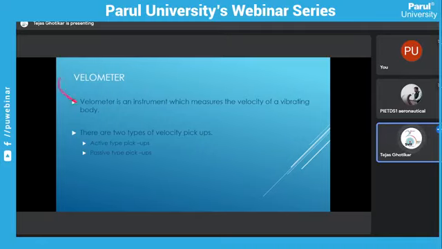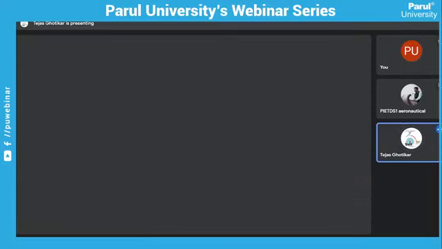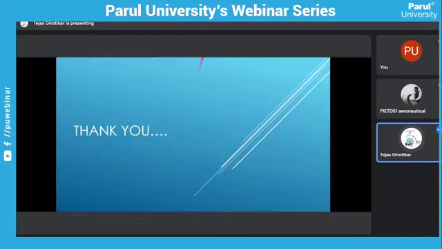And another type is the velometer. So again it is to measure the velocity, and they are again active or passive type velometers that we have. Okay, so yes, that's it from my side.